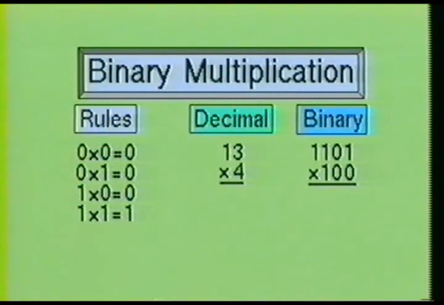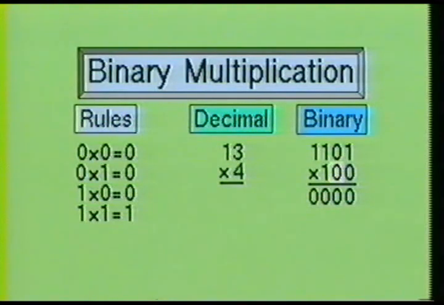In this example, we are multiplying 1101 by 100 binary. As you can see, the decimal equivalent is 4 times 13. First, we will multiply the least significant bit of the multiplier times the multiplicand. According to the rule, 0 times 1 is 0. 0 times 0 equals 0. 0 times 1 equals 0. And 0 times 1 equals 0.